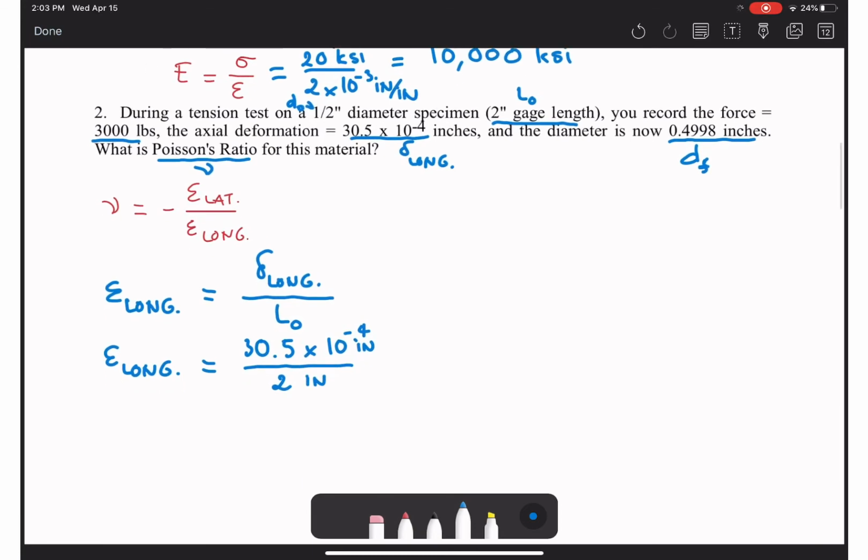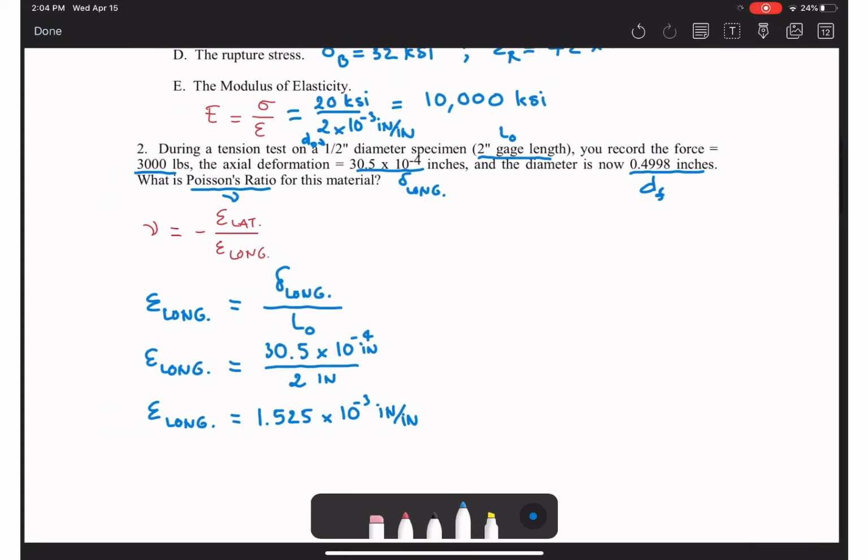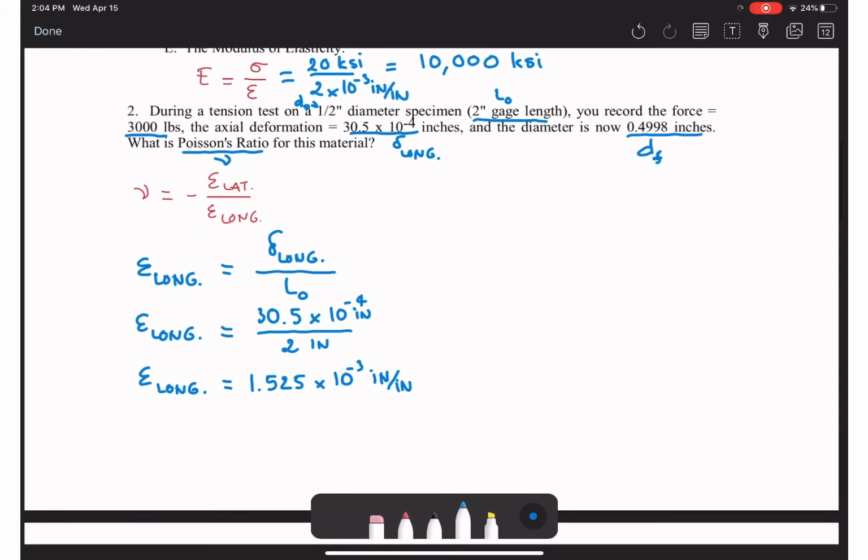From that we can have epsilon longitudinal equal to 1.525 times 10⁻³, and the unit inch over inch. So that is the normal strain in the longitudinal axis or along the length of the specimen. And then go ahead to find out the epsilon for the lateral.